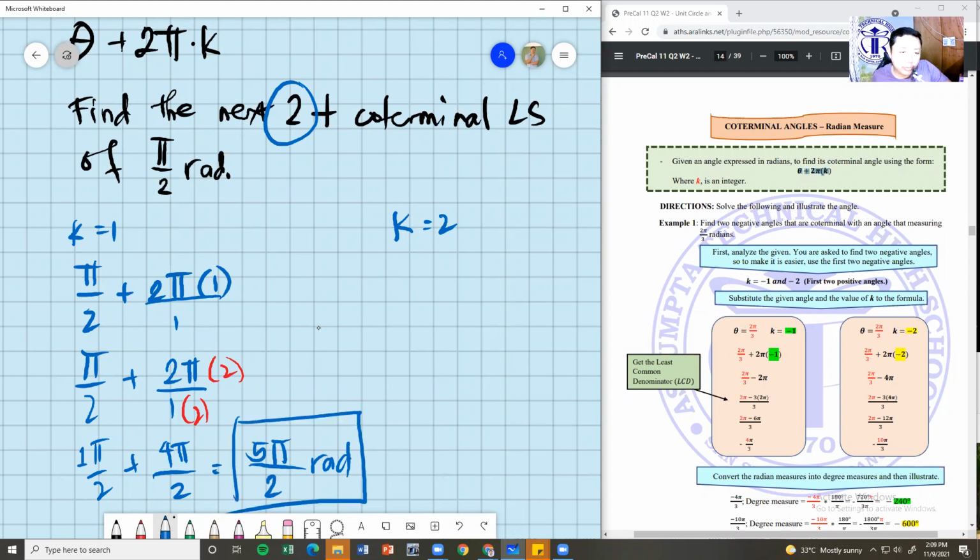Now, it's you who will solve for the second coterminal angle. Go. Type the answer in the chat box when you're done.